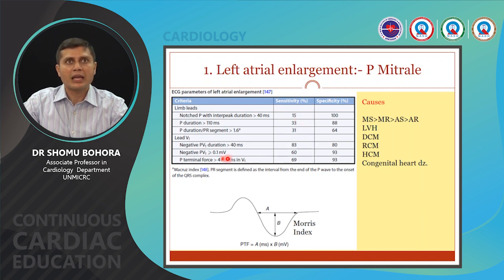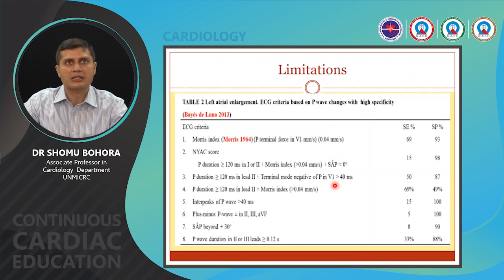So to make it more sensitive, you need to see lead V1. In lead V1, if the negative P wave duration is more than 1 by 1 square, it is actually sensitive as well as specific. So that is a P terminal force of more than 4 milliseconds in V1, which we call the Morris index. If it is there, it is equally sensitive and specific.